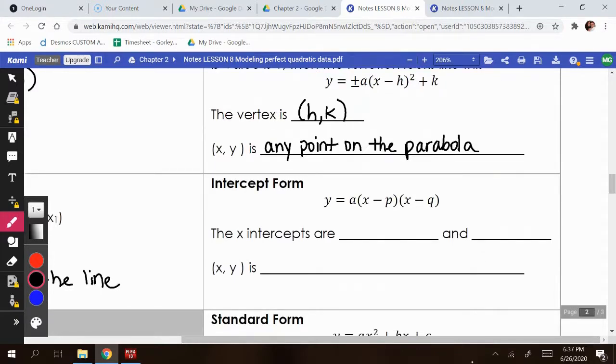Intercept form is where we can easily identify the x-intercepts. Here the x-intercepts are p and q. We'll write them as ordered pairs, (p, 0) and (q, 0). And again, (x, y) is just any point on the curve or on the parabola.